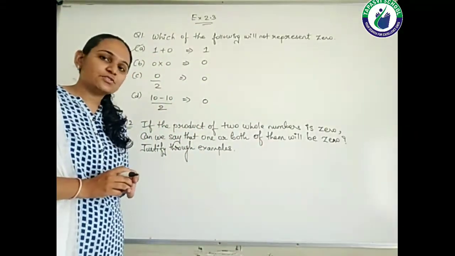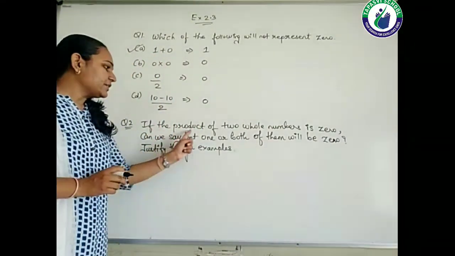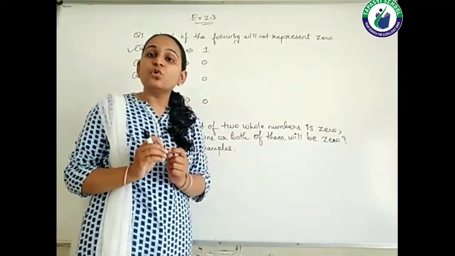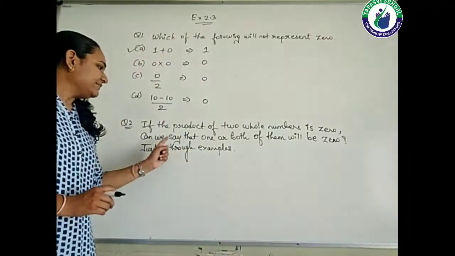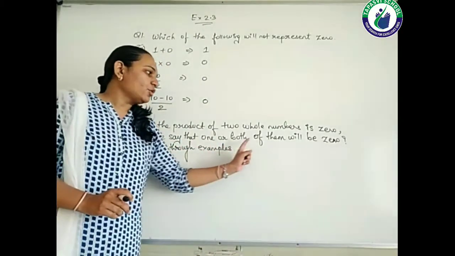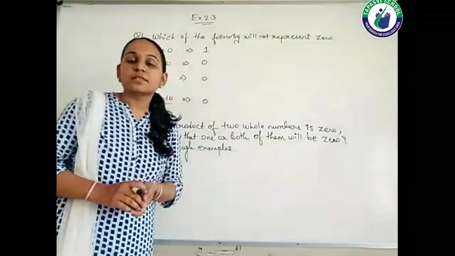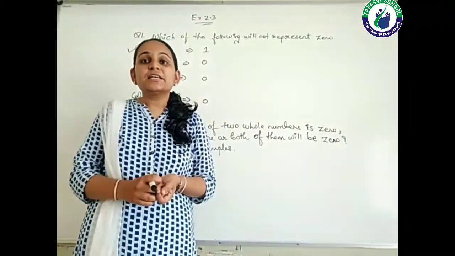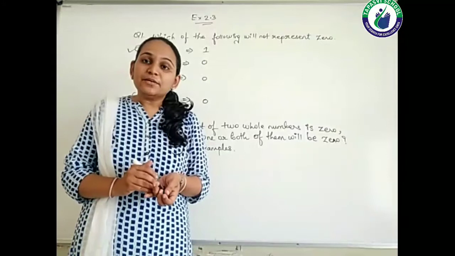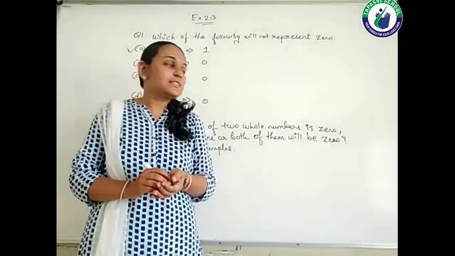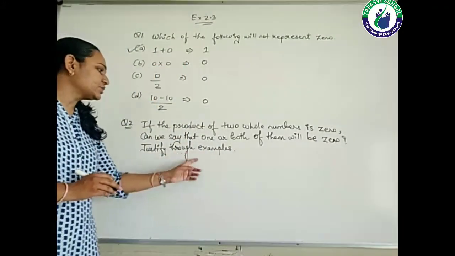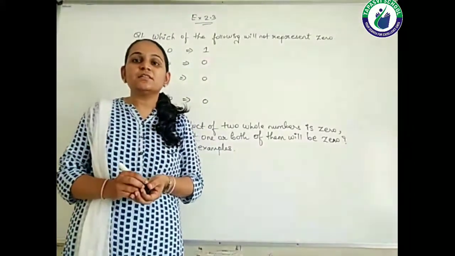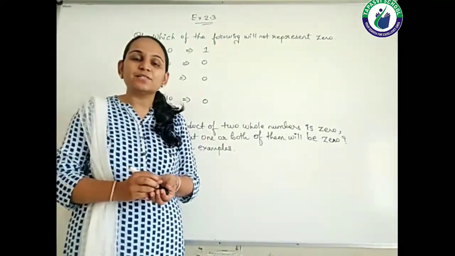Now going to the second question students. If the product of two whole numbers is 0, can we say that one or both of them will be 0? That means if the answer is 0, they are asking us whether one of them will be 0 or both of them will be 0. Justify through examples. So let's justify this answer with some examples students.